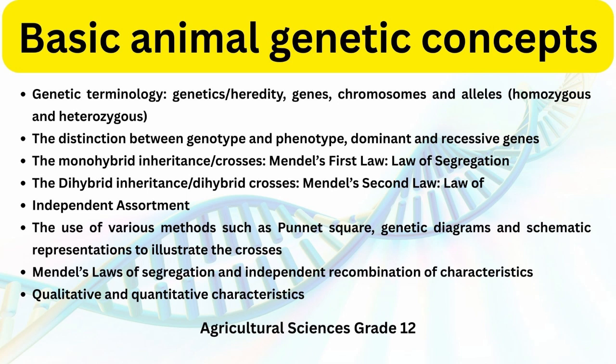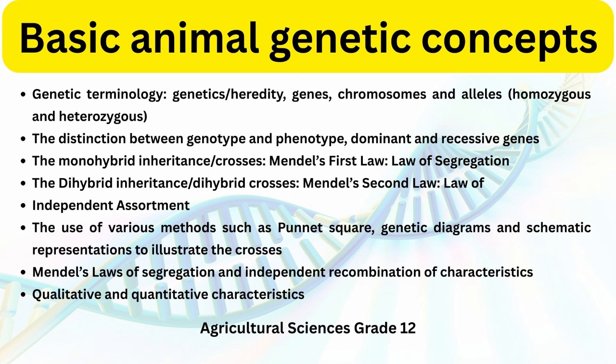Basic animal genetic concepts. Genetic terminology: genetics/heredity, genes, chromosomes and alleles, homozygous and heterozygous. The distinction between genotype and phenotype, dominant and recessive genes. The monohybrid inheritance/crosses, Mendel's first law, law of segregation.